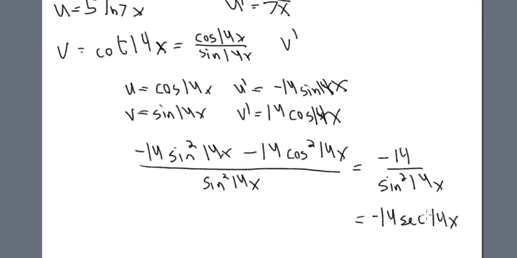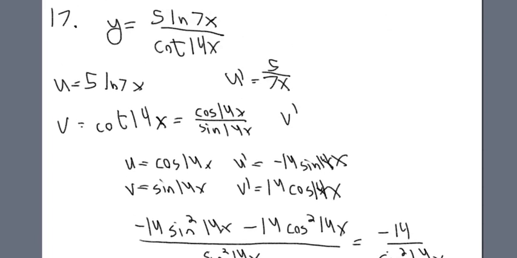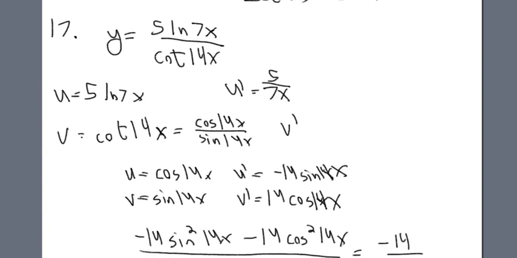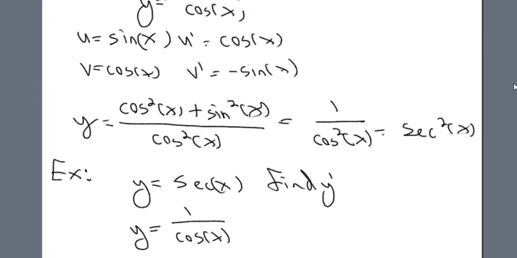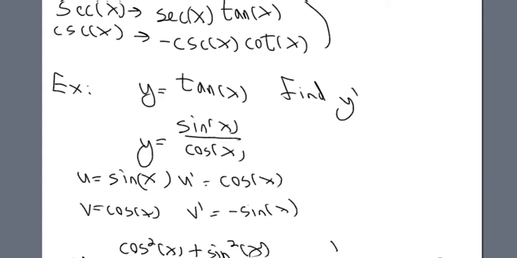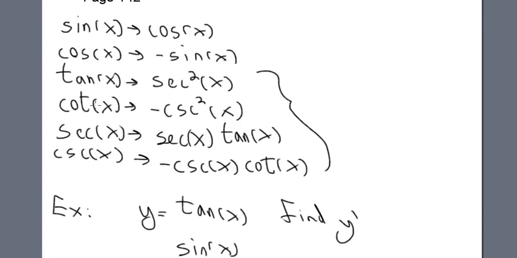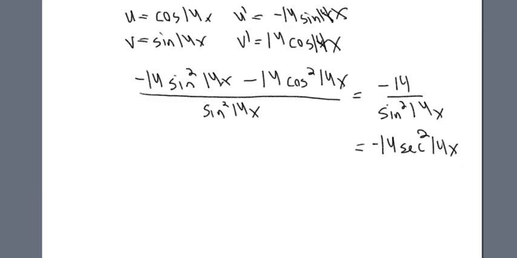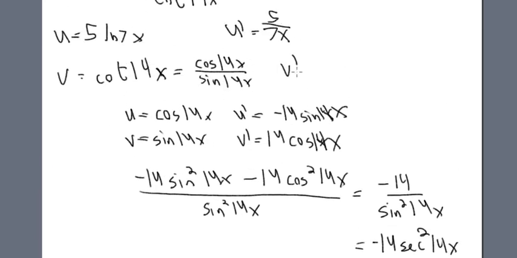Okay, cosecant squared 14x. Now, notice it was just the derivative of the inside. Let me go back up and make sure. Oh, I missed my squared. That's what I was messing up. So I missed my squared, there it is. So it wound up being derivative of the inside times the outside is all, just like we've kind of come to know. So, v prime is negative 14 cosecant squared 14x.